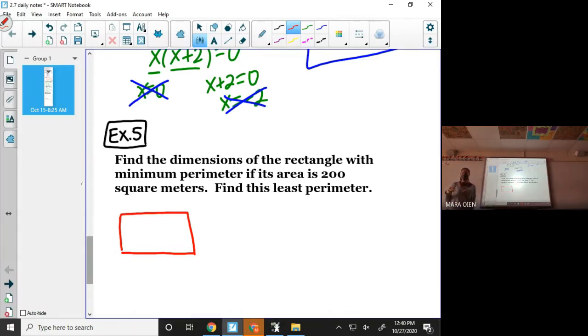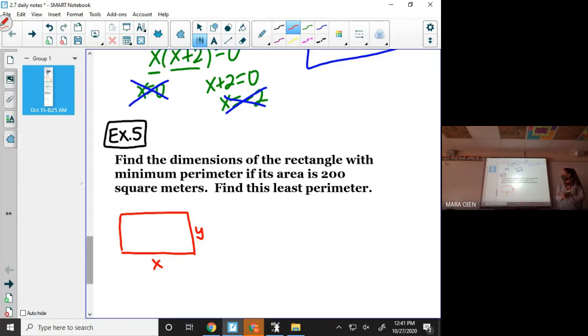In general, what I know about rectangles, besides that they have all 90-degree angles, is that the opposite sides are equal. I don't know what my side lengths are, so I'm just going to call this side x and this side another variable y. You could use base and height, or length and width, whatever you want to use, but I just need something to represent the sides.